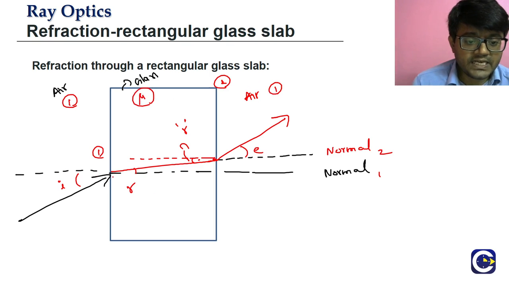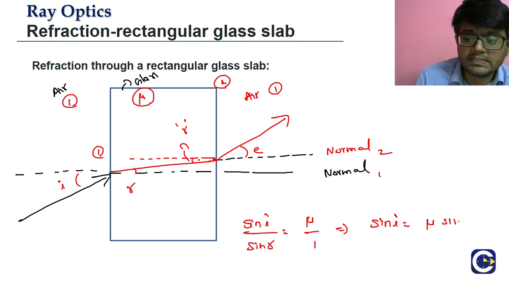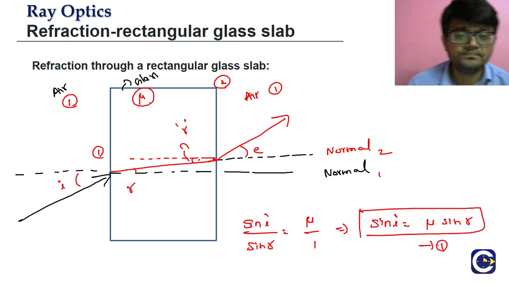At the first refraction, when we apply Snell's law, what do we have? Sin I by sin R is equal to mu by 1. Which means sin I is equal to mu times sin R. Let us keep it as expression 1.